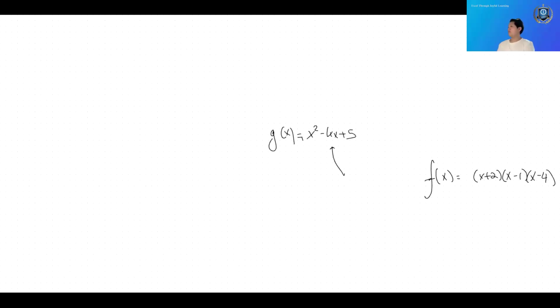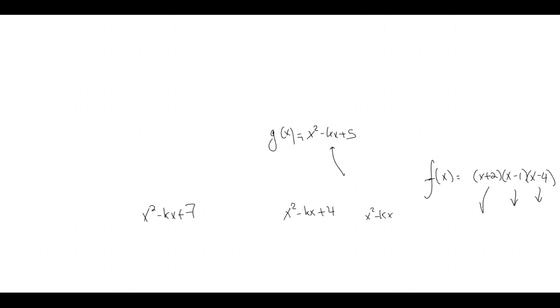The number of solutions really depends on how many are in each individual factor. So if I take x squared minus kx, then instead of plus 5, I go plus 7 (for x plus 2), then x squared minus kx plus 4, and lastly x squared minus kx plus 1.